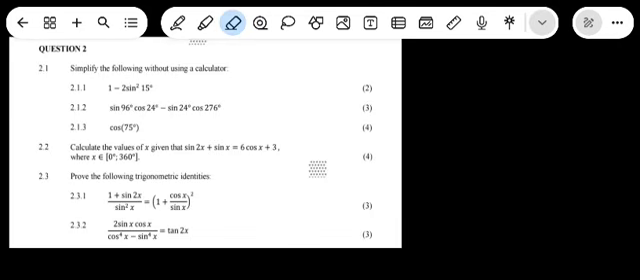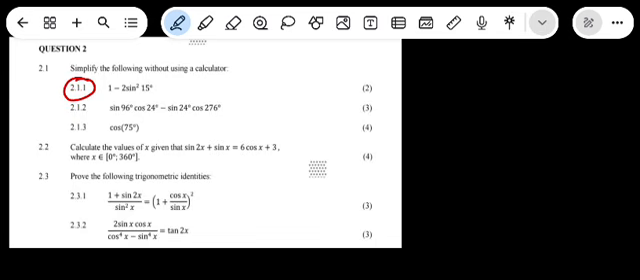This is NCV Level 4. We'll look at question 2, which is trigonometry. Given 2.1, it says simplify the following without the use of a calculator. Take note, we don't want you to use a calculator.